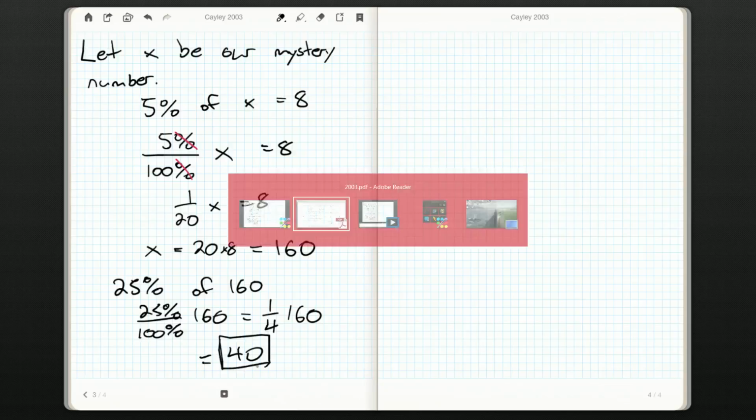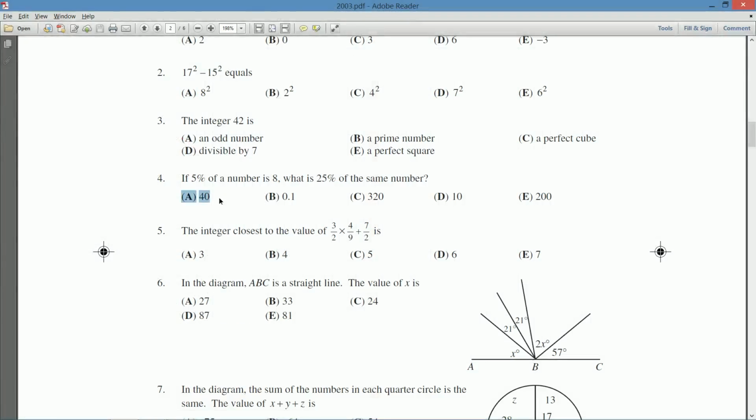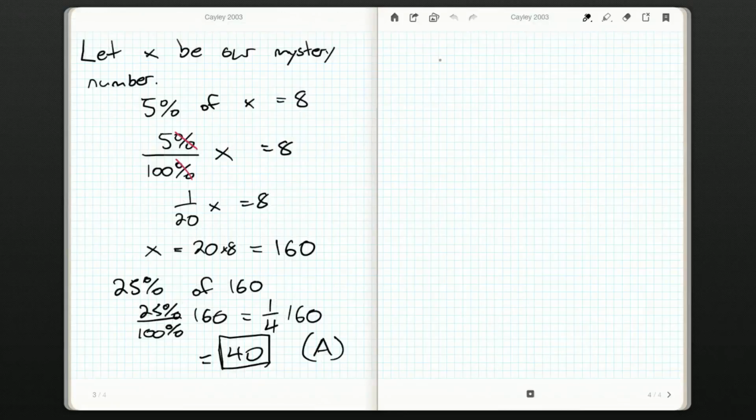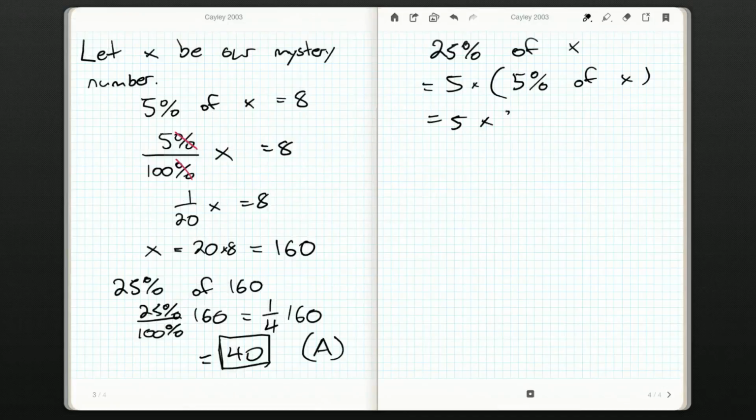Hopefully 40 is one of those answers. It's A. Now, you didn't have to figure out x to solve this question. You could realize that 25% of something is 5 times 5% of something. Okay? But we know what that 5% of something is. It's 8. So it should be 5 times 8, which is 40.